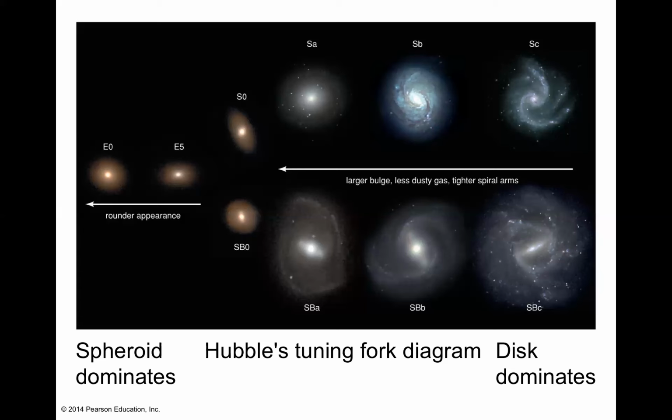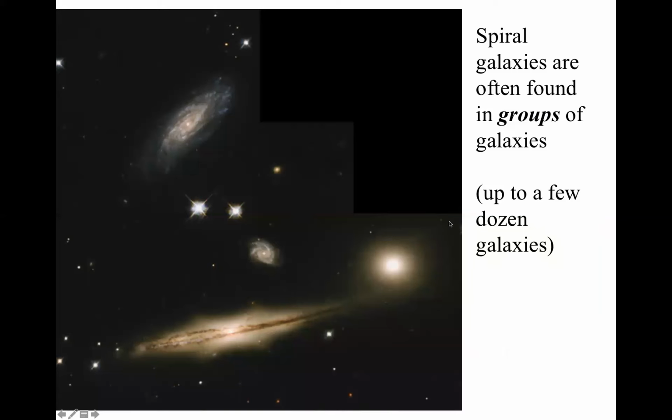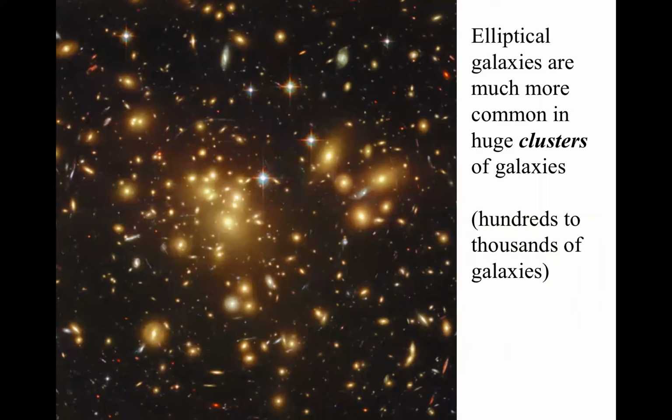Some other differences between elliptical and spiral galaxies is that spiral galaxies tend to be found more prevalently in small groups, isolated or up to a few dozen galaxies. Spiral galaxies are more dominant there. And elliptical galaxies are far more prevalent in huge clusters of galaxies, hundreds to thousands of galaxies, like this gigantic cluster of galaxies. You can see many more elliptical galaxies in this view than spiral galaxies. And this lends credence to this hypothesis that you can form elliptical galaxies by merging spiral galaxies together, because mergers are much more likely to happen in a high galactic density environment like this than they are in a low galactic density environment.